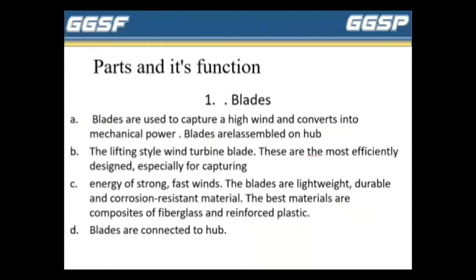Parts and function of a horizontal axis wind turbine are as follows. First, blades. Blades are used to capture high wind and convert it into mechanical power. Blades are assembled on the hub. The Lipton style wind turbine blade is most efficiently designed, especially for capturing energy of strong, fast winds. The blades are made of lightweight, durable, and corrosion-resistant material. The best materials are composites of fiberglass and reinforced plastic. Blades are connected to the hub.